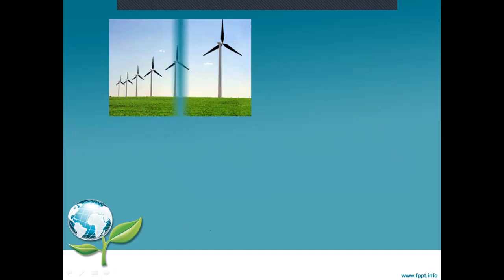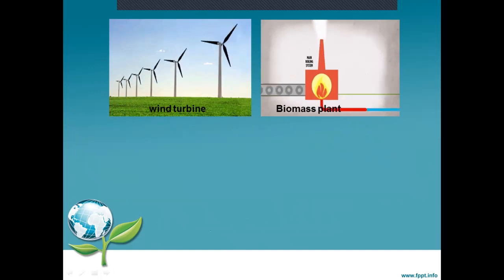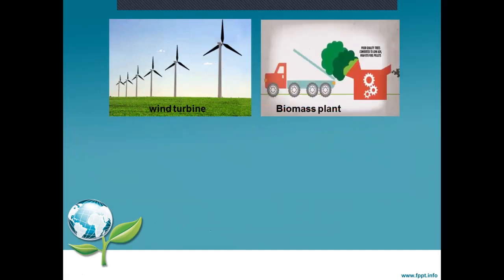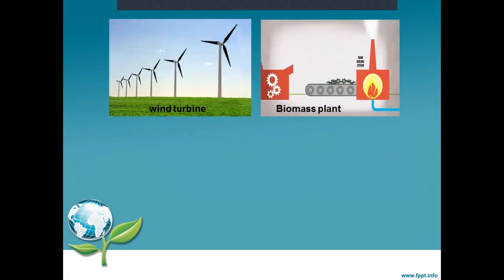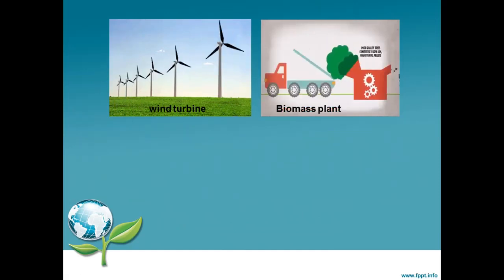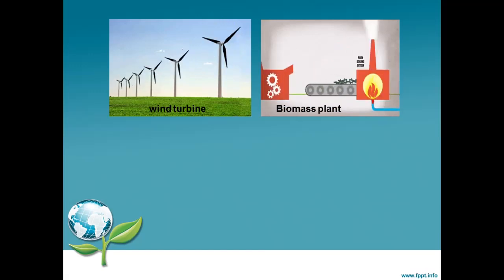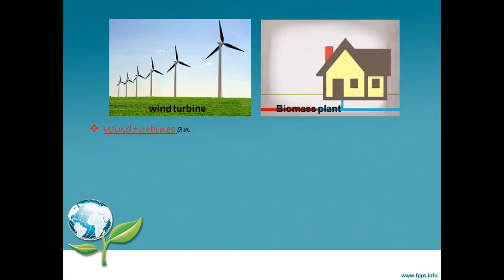Okay, and let's have some more here. We have wind turbine and biomass plant. Biomass may sound complicated, but it isn't. If you still remember in our SST lesson, we already talked about this biomass plant. If you remember, guys, it is a material made by plants and animals that we convert into energy. So let's see what are the disadvantages.